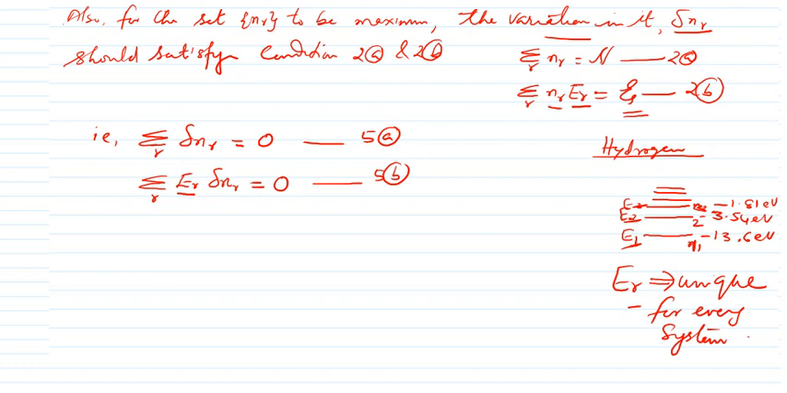Now our problem is almost coming to an end. We have finally reached two conditions. One is equation number 4. What is equation number 4? I have to maximize log of W corresponding to a set NR. For that, delta of log W should be equal to 0. This one we have called equation number 4.